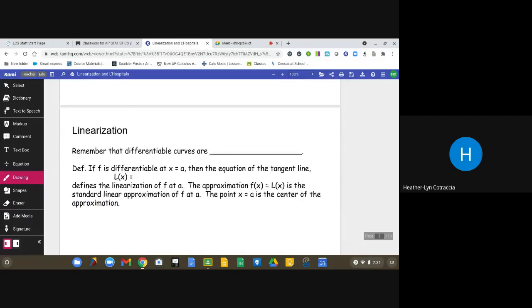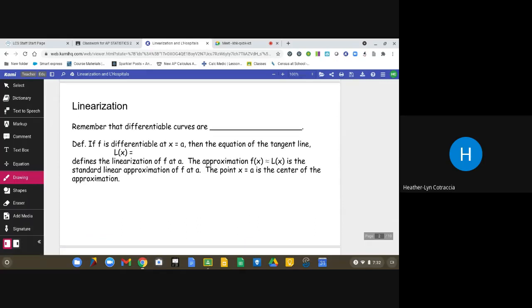The one thing, and I don't know how much we actually talked about this, but with derivatives, all differentiable curves are locally linear. So what that means is if you were to zoom in on a point, so for instance, take a graph that's not differentiable, and I'm going to give the example of the absolute value of x. If I were to zoom in on this corner right here and zoom in and zoom in and zoom in, it would not change the shape.